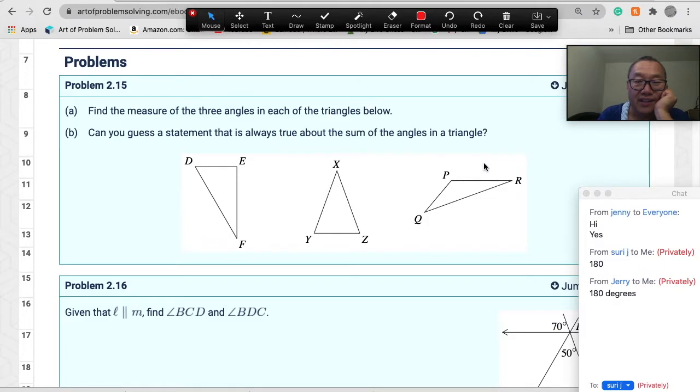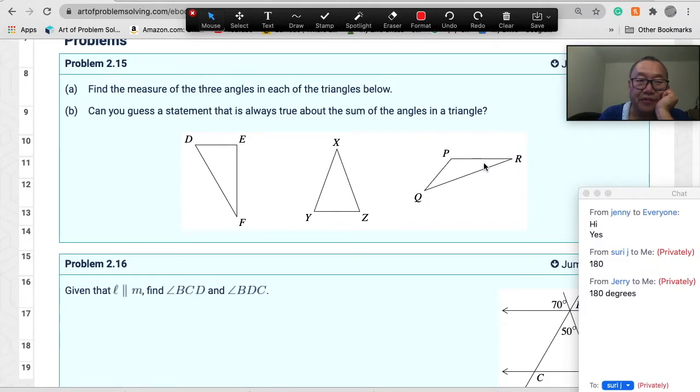Now let's see this example, 2.15. See this problem A: find the measure of the three angles in each of the triangles below. They ask you to measure the three angles. This is DEF. To measure an angle, what is the tool we are using to measure an angle?